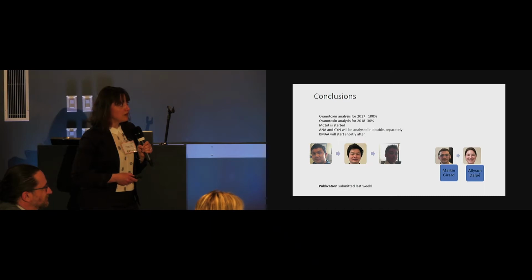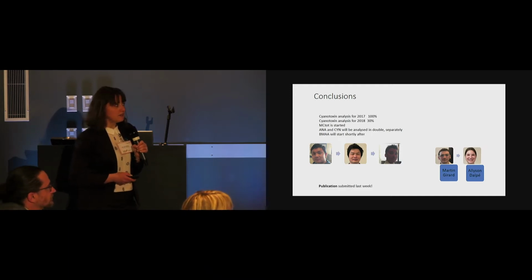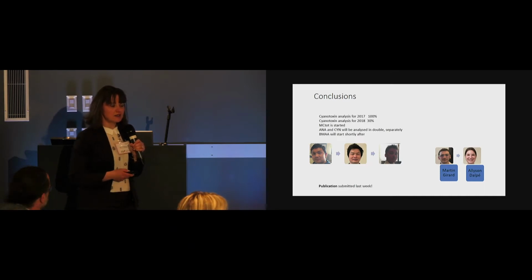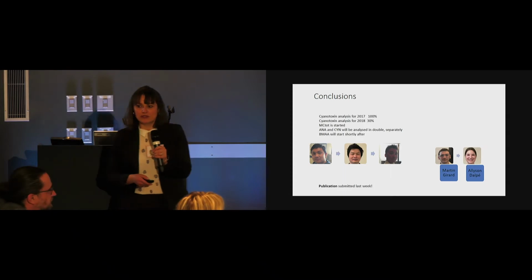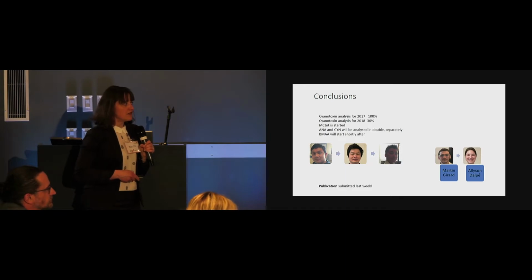So the conclusion I'm making is that the cyanotoxin analysis for 2017 is already done and handed to all the collaborators. For 2018, in my opinion, we have analyzed only 30%. But because the methods are now up to date, it should go faster and well. We already started the analysis of MC total.